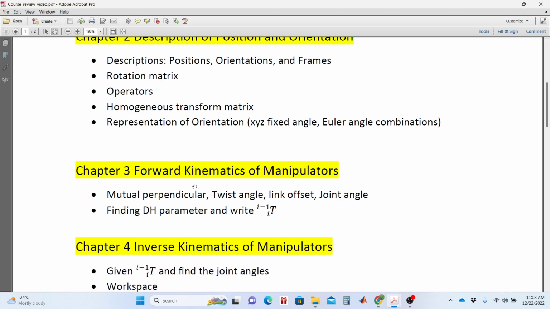In chapter 3, forward kinematics of manipulators, the topics covered are mutual perpendicular twist angles, link offset, and joint angles. These are the fundamental basics of forward kinematics, and using these basics we actually developed a table which is called the DH parameter table, and later on we write the transformation matrix from these DH parameters.